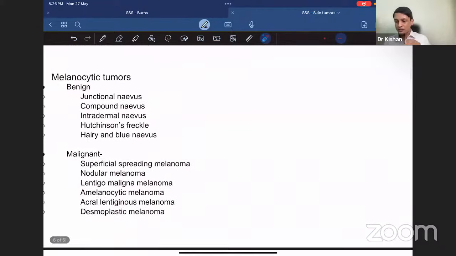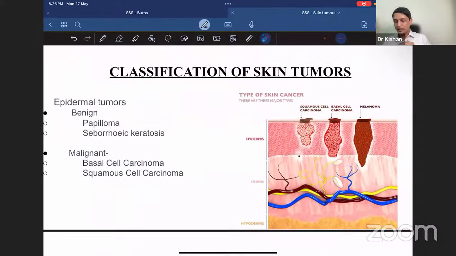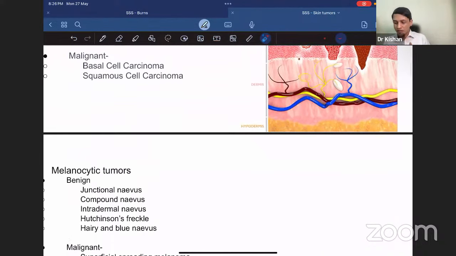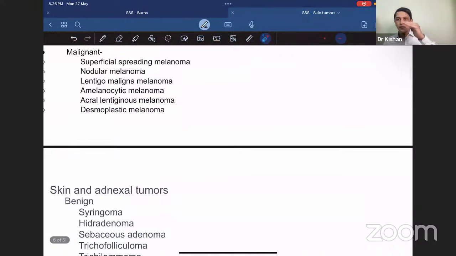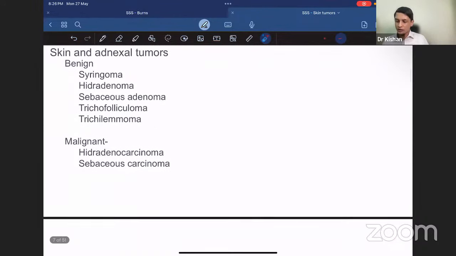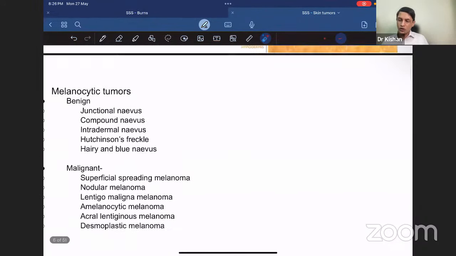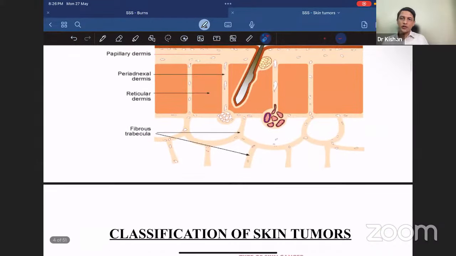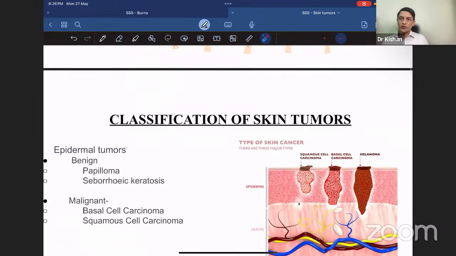Epidermal tumors come in the epidermis only. The next layer is the melanocytes, so melanocytic tumors. Between the epidermis and dermis there are skin adnexal components, so tumors arising from them. Then coming to the deeper layer, tumors arising from the dermal layer are the dermal tumors. Again, they can be further classified into benign and malignant tumors. So know one example for each.